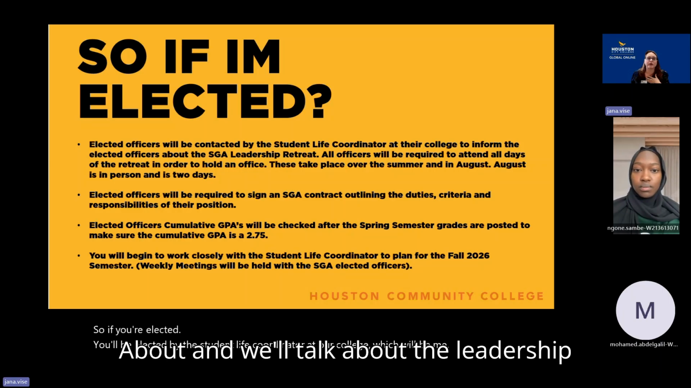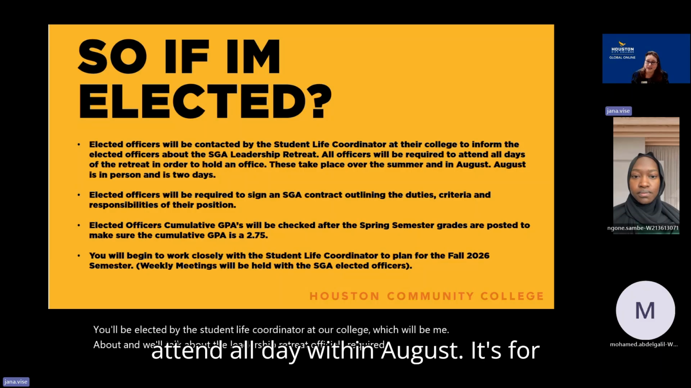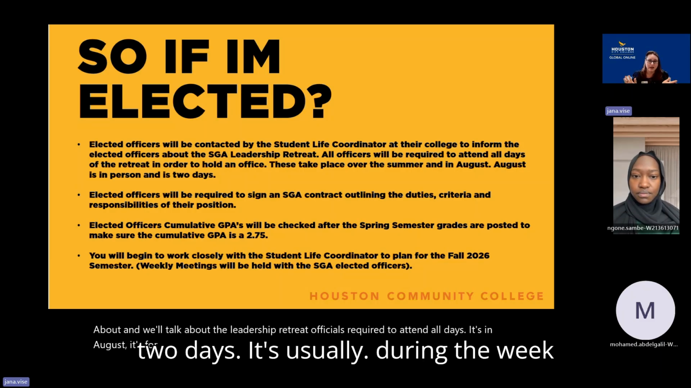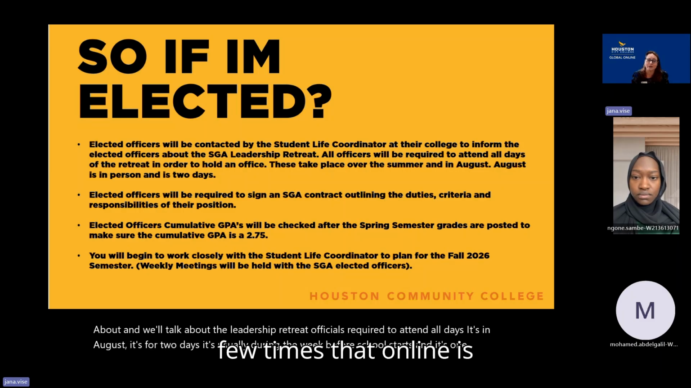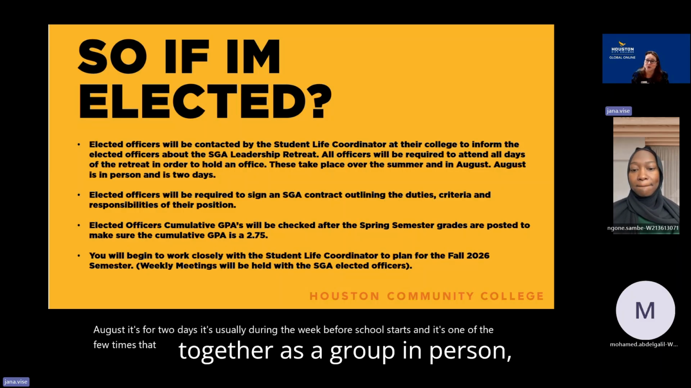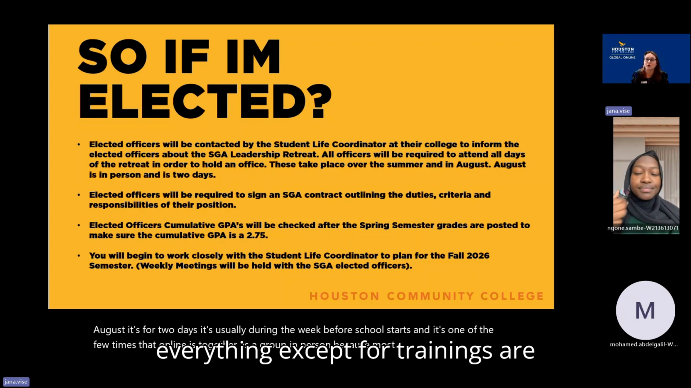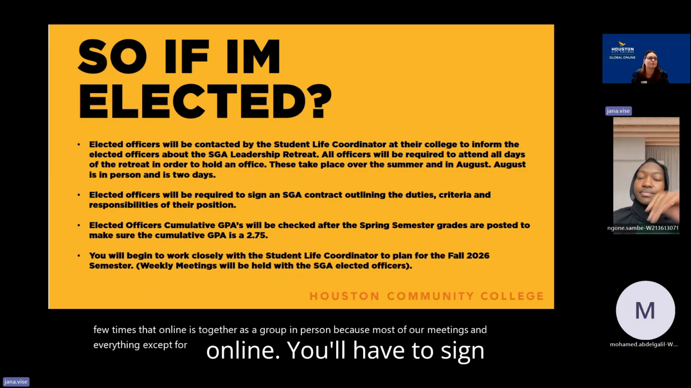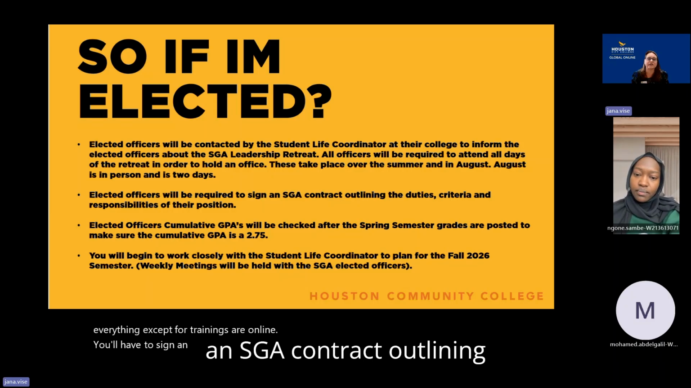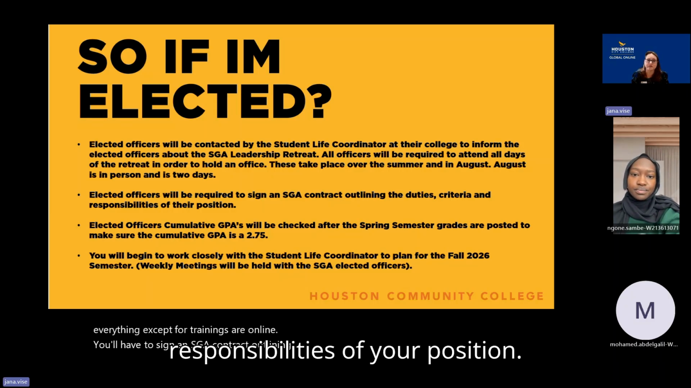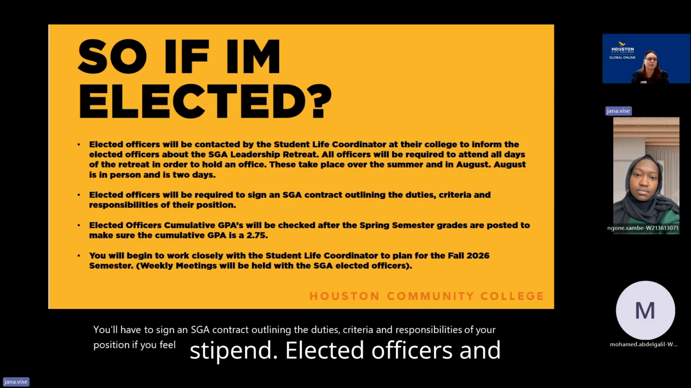And we'll talk about the leadership retreat. Options required to attend all days. It's in August. It's for 2 days. It's usually during the week before school starts. And it's one of the few times that online is together as a group in person, because most of our meetings and everything, except for trainings, are online. You'll have to sign an SGA contract outlining the duties, criteria, and responsibilities of your position. If you fulfill those, you will get a small stipend.